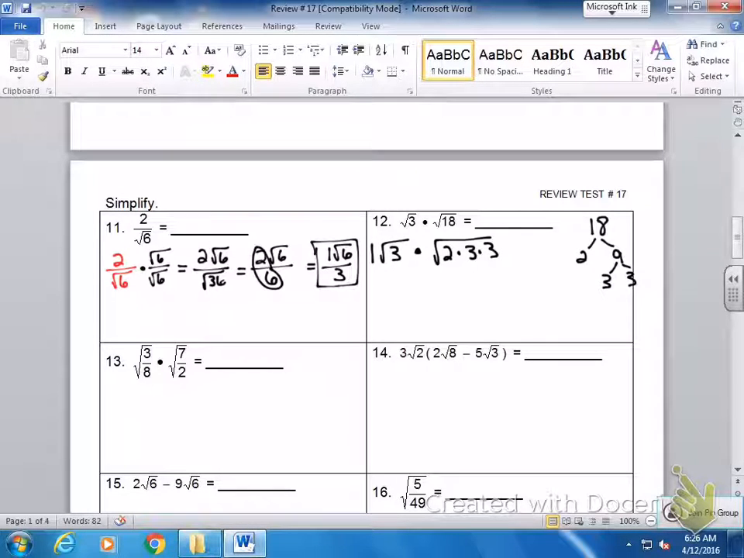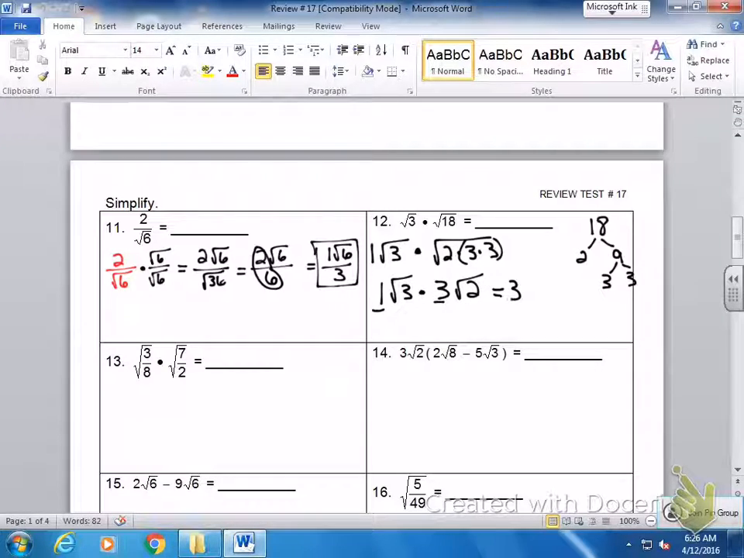Now I can clean that up a little bit. I have a pair of 3s, so I can pull it out. I have 1 square root of 3 times 3 square roots of 2. Now, if we were adding or subtracting, guys, we couldn't do this because the square root of 3 and square root of 2 don't match. But since it's multiplication, we can. Take what's outside and multiply it together.